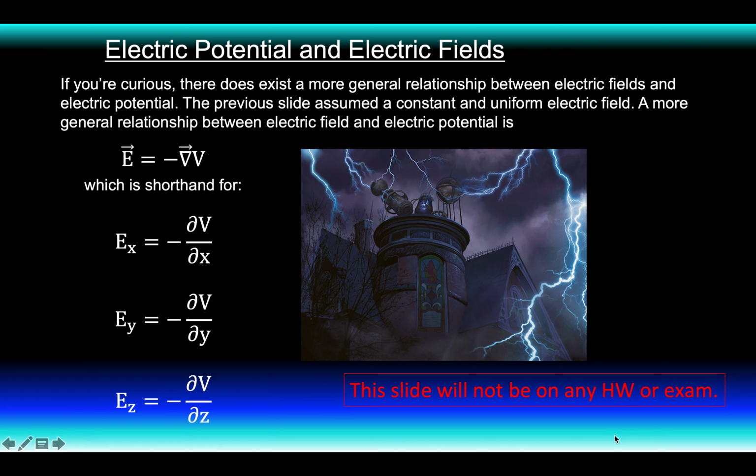The connection between the electric field and the electric potential could be written as this. The x component of the electric field is the negative partial derivative of V with respect to x. The y component of the electric field is the negative partial derivative of V with respect to y. And the z component of the electric field is the negative partial derivative of V with respect to z. But again, I want to emphasize the material on this slide will not be on any homework or exam, as this is a non-calculus based physics course.